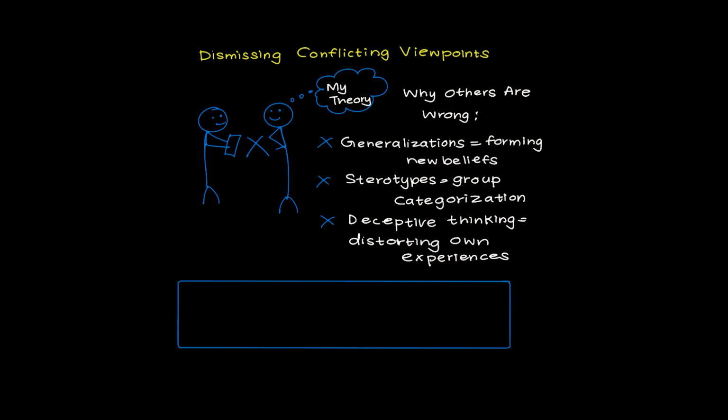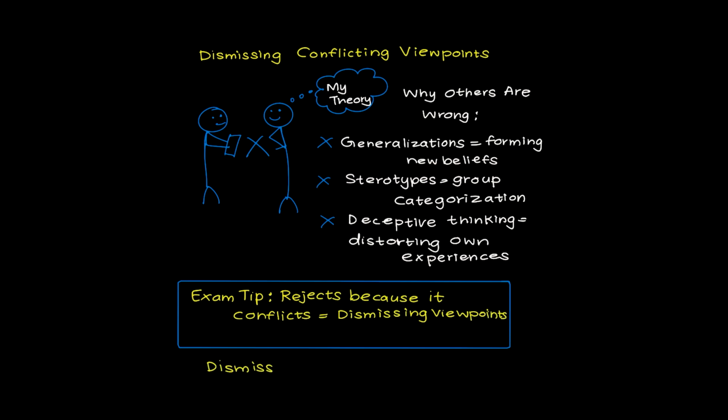Here's a WGU D265 OA exam tip for you. When someone rejects evidence or arguments solely because they conflict with existing beliefs, that's dismissing conflicting viewpoints. Quick recall hook: Dismiss = defense against disagreement.